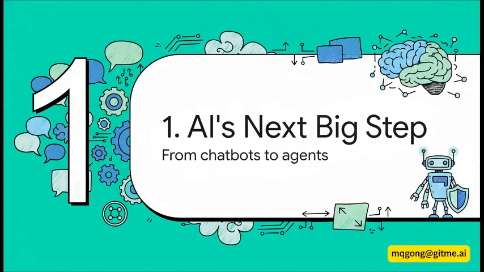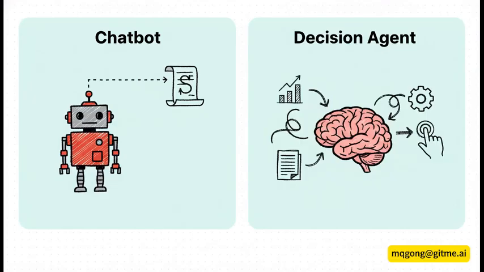Okay, so let's get right into it. There is a massive shift happening in enterprise AI right now. It's an evolution, right? It's taking us way beyond the kind of tools we're all used to. For years, when we thought about AI at work, we were mostly talking about chatbots that just follow a script. But we're now entering a whole new era, the era of the decision agent.